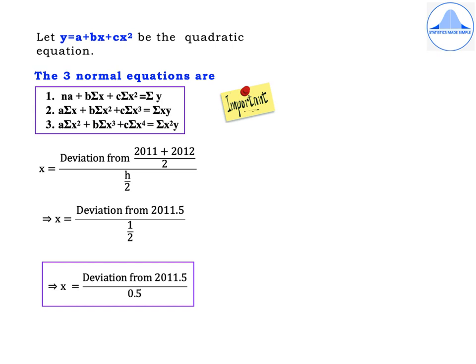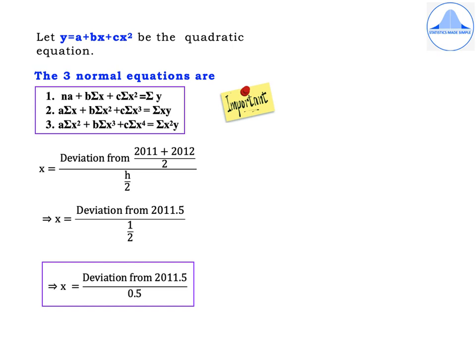Now take the first year, that is 2009, subtract it from 2011.5 and divide by 0.5. So you'll get minus 5 under the x column. Similarly, 2010 minus 2011.5 divided by 0.5 will give us minus 3, and the remaining x values are minus 1, 1, 3, 5. So summation x is equal to 0 and summation y is equal to 84.